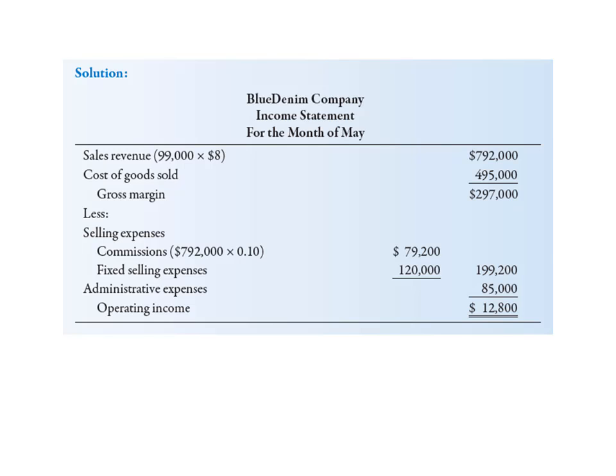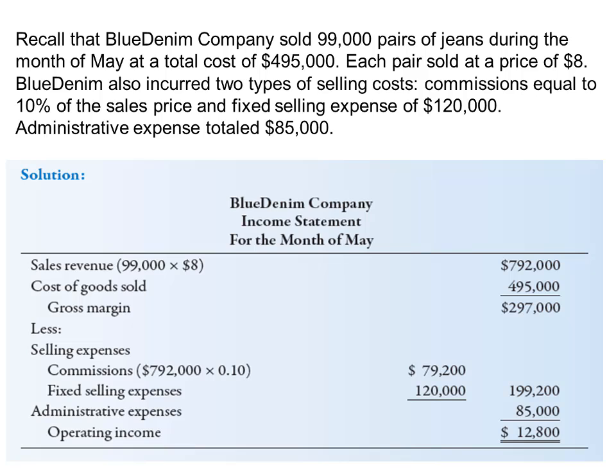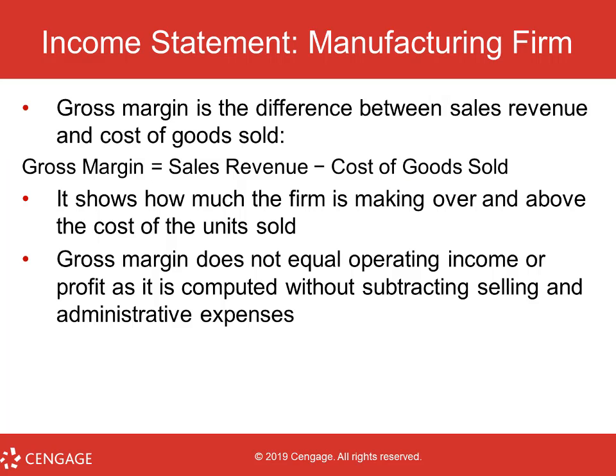So during the month of May, Blue Denim sold 99,000 pairs of jeans at $8 a piece, creating revenue of $792,000. When that's subtracted from the cost of goods sold that we previously determined of $495,000, that equals a gross margin of $297,000. Gross margin is the difference between sales revenue and cost of goods sold. Gross margin equals the sales revenue minus cost of goods sold.